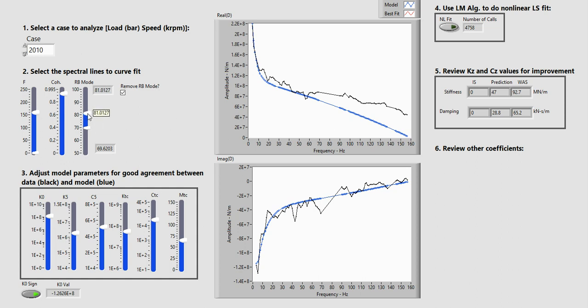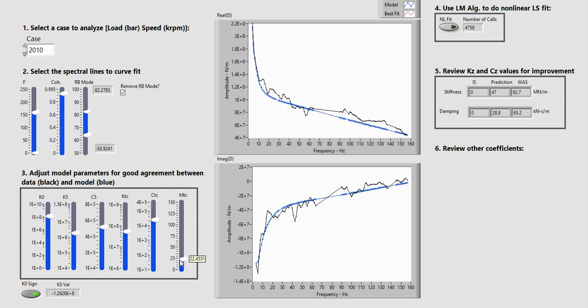Let's do a little more fine-tuning on this. Okay, that's all right. And then I'll adjust the inertia term to bring the model and the data into better agreement. So now my 3 degree of freedom model and my data are matched pretty closely, and I'm going to use the Levenberg-Marquardt nonlinear least squares algorithm to solve for these 6 unknowns.